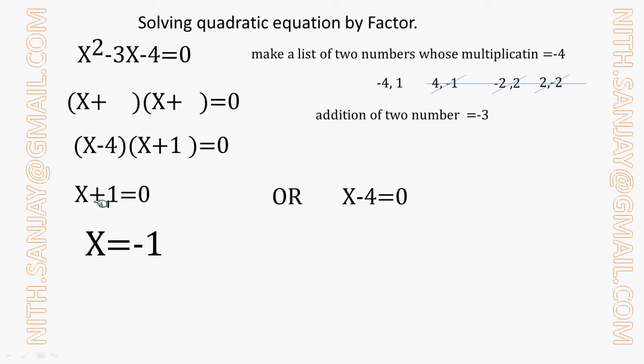I will subtract 1 from both sides of this equation. So x plus 1 minus 1 is equal to x, 0 minus 1 is equal to minus 1. And I will add 4 on both sides of this equation. So x minus 4 plus 4 is equal to x and 0 plus 4 is equal to 4.